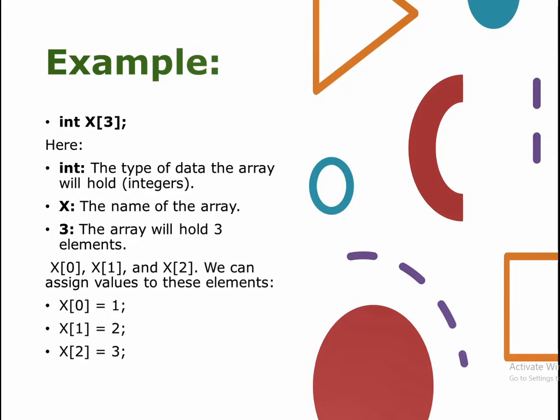The third location is represented by x of 2. Now we assign values: x of 0 equals 1, x of 1 equals 2, x of 2 equals 3. Now suppose I ask you what is stored in x of 1. The answer is 2. Now another question, can I write x of 3?